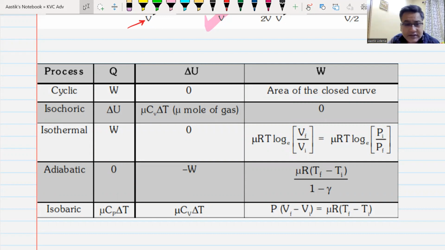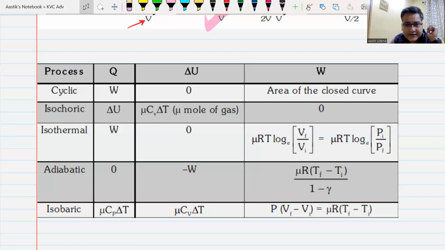Anyone recollects it, or shall I go back and revise it? Do we remember it? Everyone? Yes, sir. No doubts on that now? Okay. No, sir. We had discussed cyclic process. We need to do one or two more problems on that. So we will do that as well.